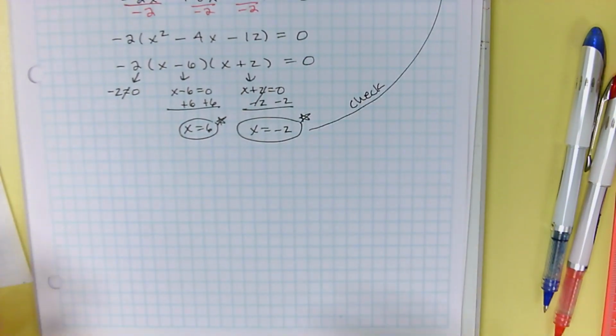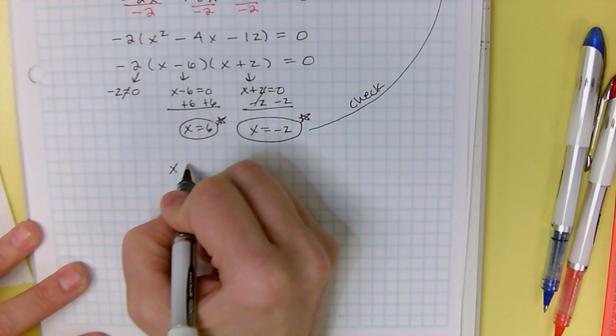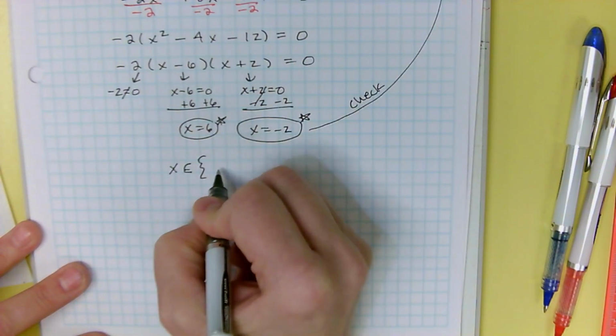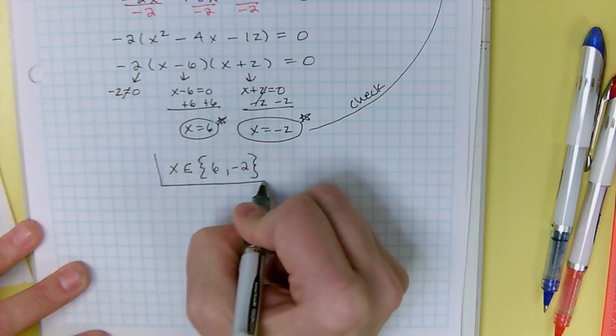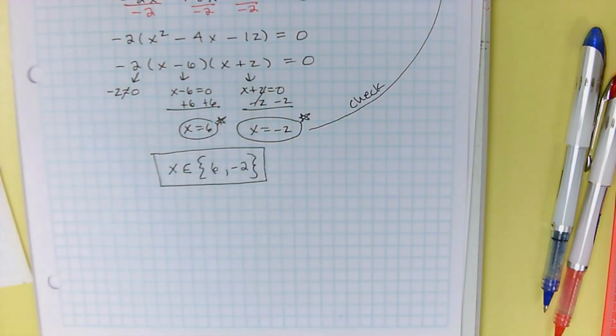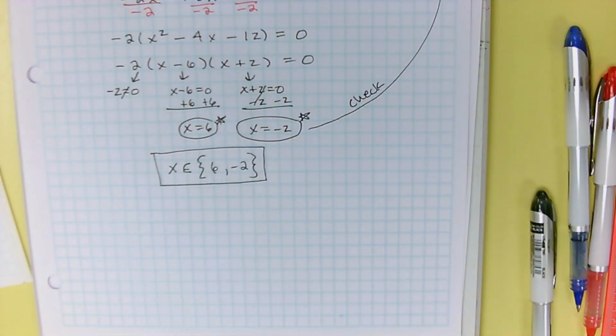And you can write your double answers in nifty roster notation. X is an element of the set containing 6 and negative 2. And that is the end of the problem.